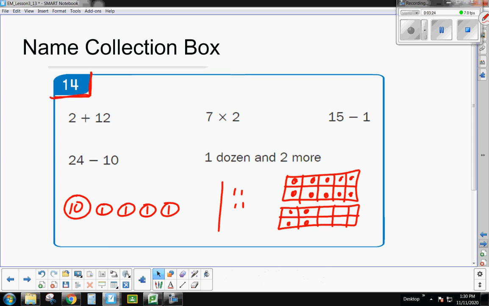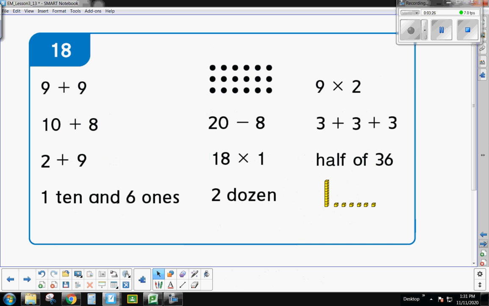All right, let's look at this next name collection box. All right, so this collection box has the number 18. I want you to pause the video and I want you to go through here and find the ones that do not belong in this name collection box. Go ahead and pause the video.